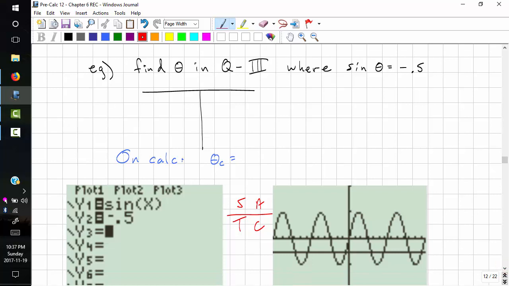Okay, let's look at an example. Find theta in quadrant 3, where sine theta equals -0.5. Okay, so -0.5, our radius is 1. This is theta prime. And we want to find exact.